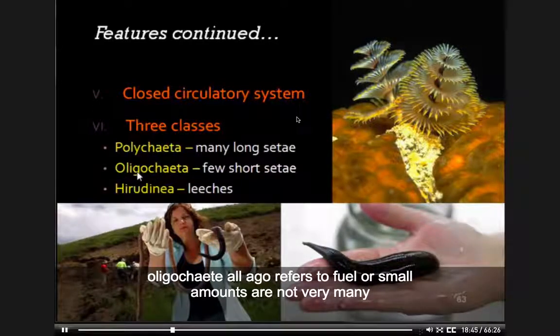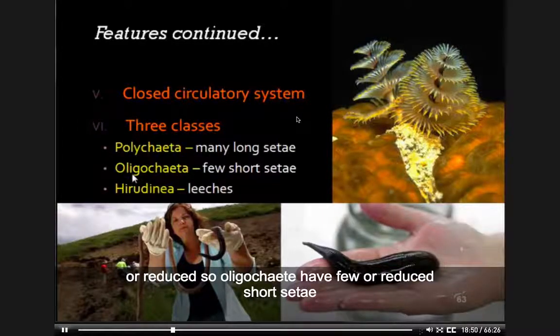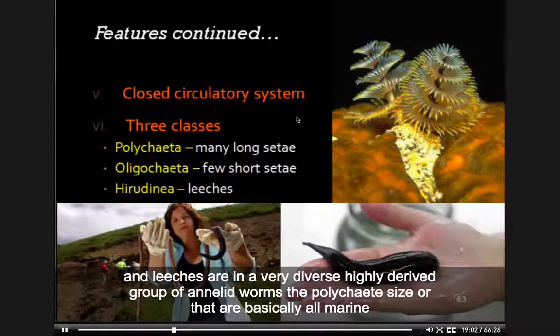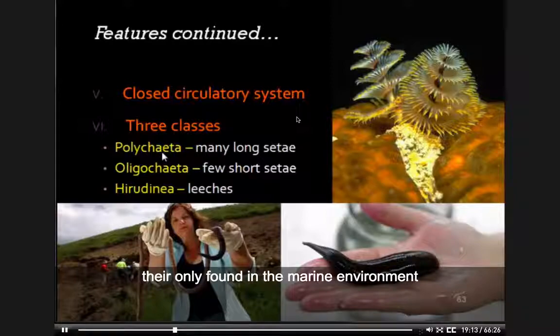Oligochaetes, oligo refers to few or small amounts or not very many, or reduced. So oligochaetes have few or reduced short setae. The last group are the hirudinians, which are the leeches, like this picture down here. And leeches are a very diverse, highly derived group of annelid worms. The polychaetes are basically all marine. They're only found in the marine environment.